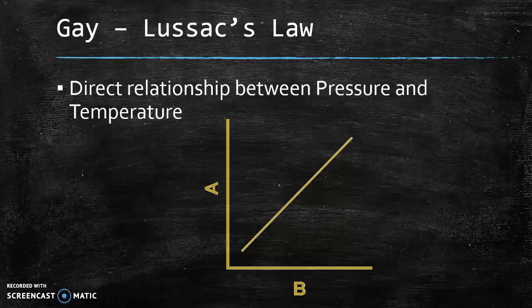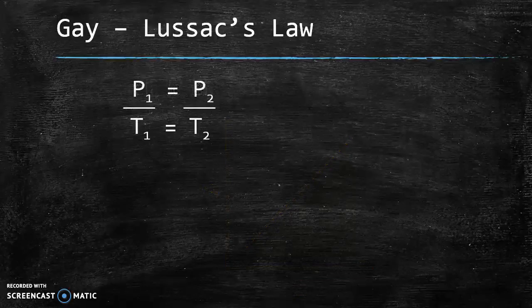So the equation for Gay-Lussac's law problems is P1 over T1 equals P2 over T2. That equal sign should not be there. That was my mistake. Sorry about that. But so the initial pressure over the initial temperature equals the changed pressure over the changed temperature.